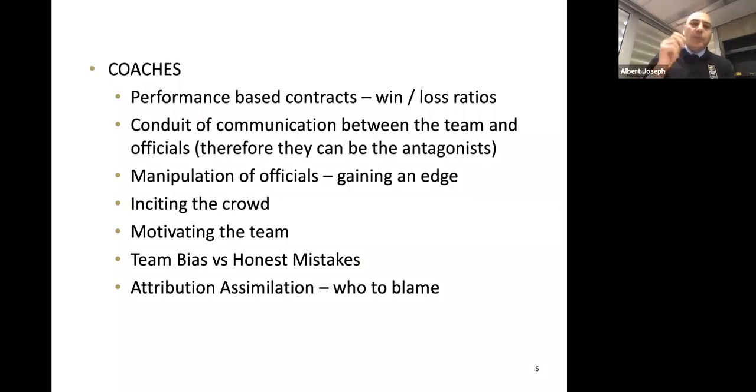So when you see a coach, a player, another referee, your partner, acting out in this way, understand that this is normal human behavior, but also understand that's the reason why it's happening. And then it's easier to deal with as well.